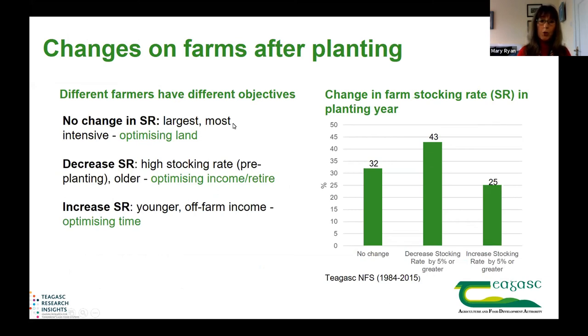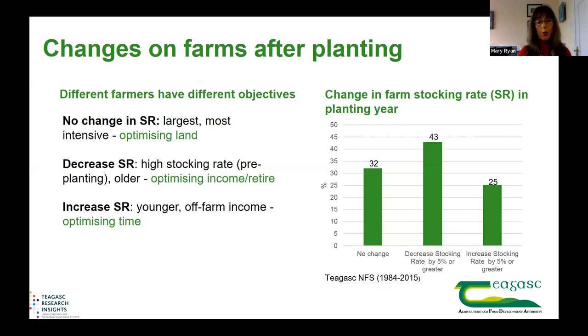The cohort who don't change their stocking rate, they have the largest farms and the most intensive farms and possibly have excess land. So they're actually optimizing their land use. For those farms who decrease stocking rate, they already had a high stocking rate before planting, but they're by far and away the oldest cohort of farms. And what we see them doing is optimizing their income and possibly in preparation for retirement.